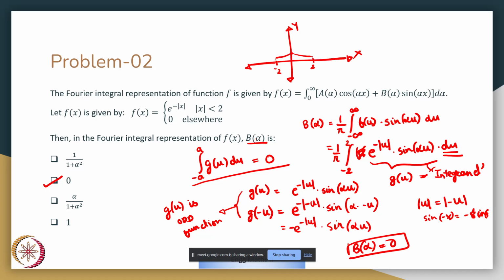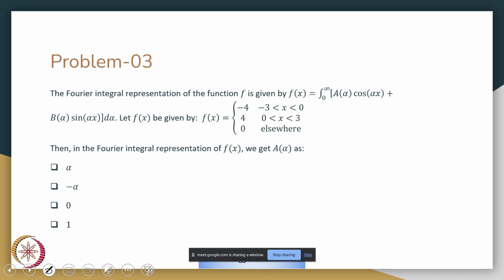Okay, if this is clear, we will now move to the next problem. Problem number 3. Fourier integral representation of the function f is given by f of x equals integration 0 to infinity a of alpha cos of alpha x plus b of alpha sin of alpha x d alpha. And now we are given some f of x as follows.